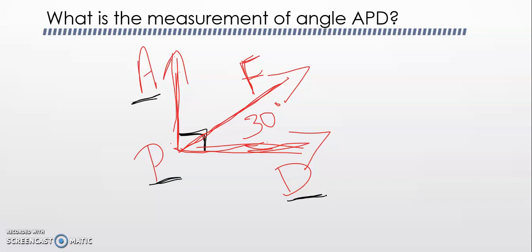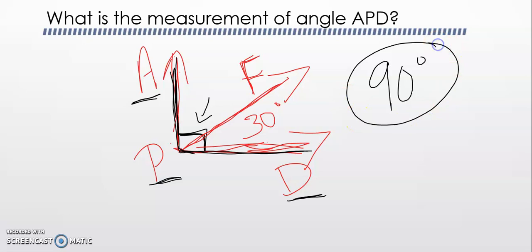So based on the letters that they want me to look at, I'm only looking at this angle, and I see a little box and I see a perfect L. So I automatically know that the measurement for APD is going to be 90 degrees, because anything that's shaped like a perfect L and has the little box in the bottom corner tells me that it is a right angle, and all right angles measure 90 degrees.